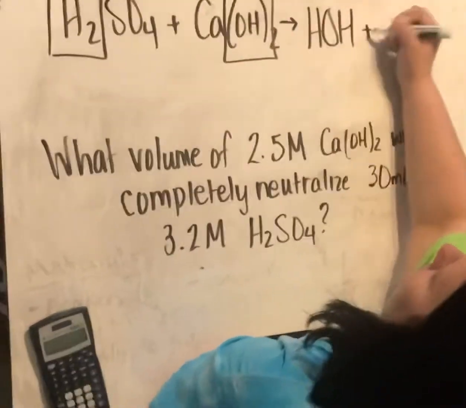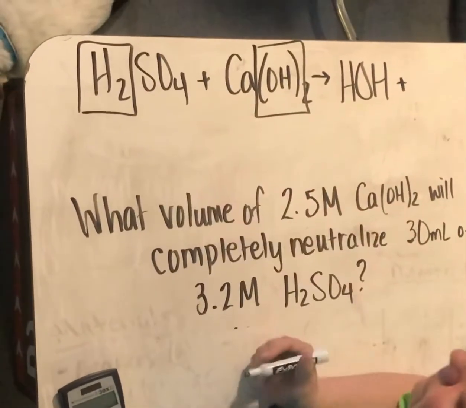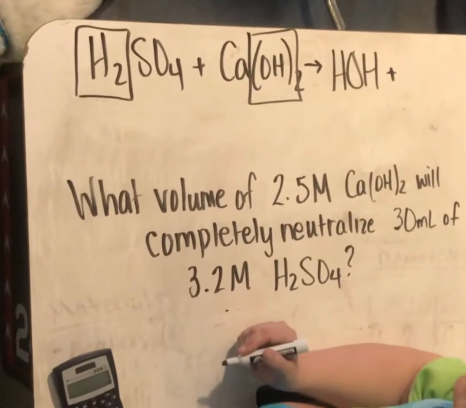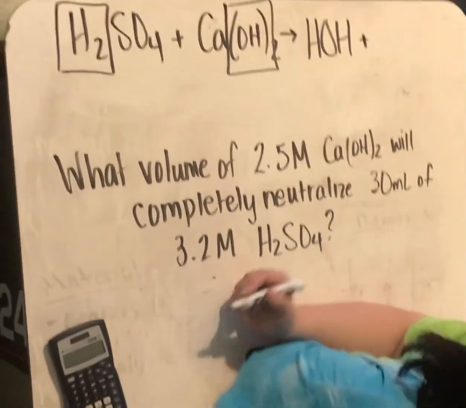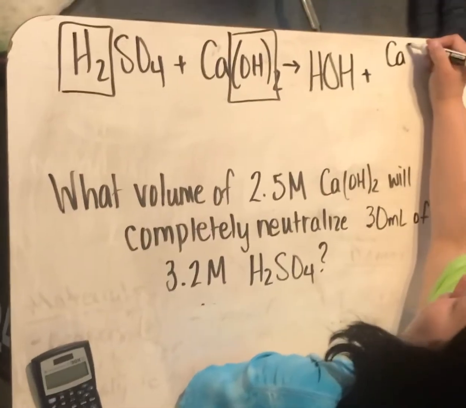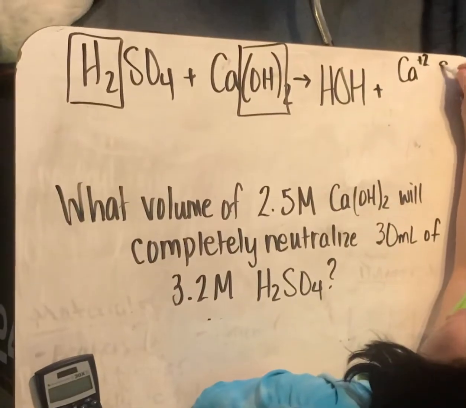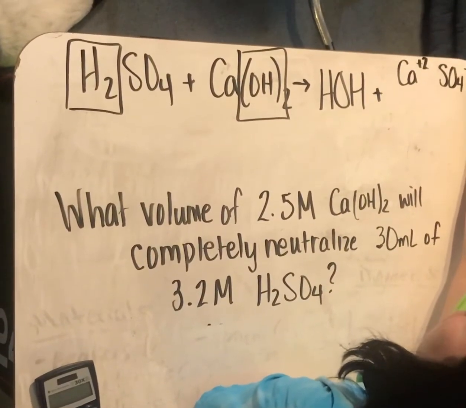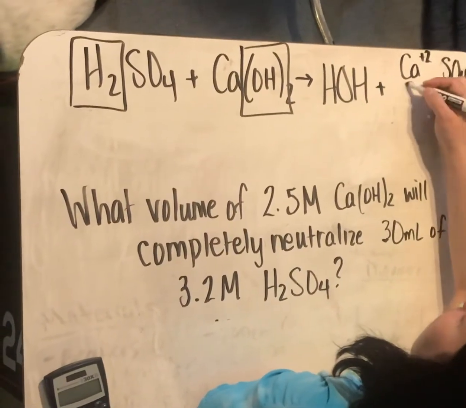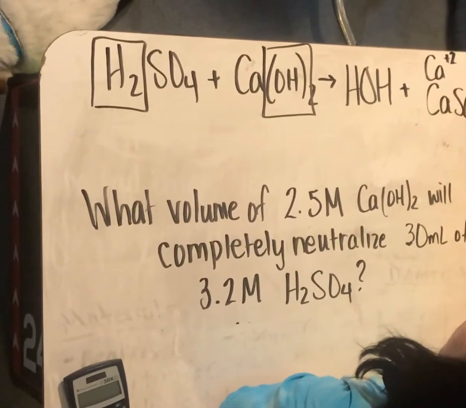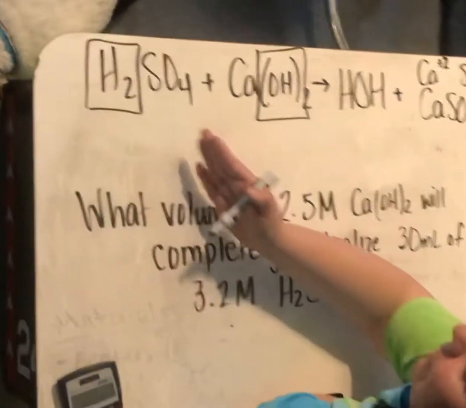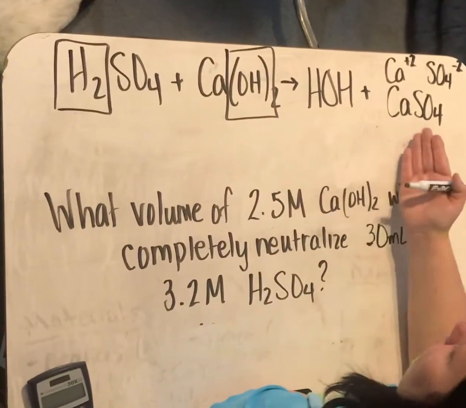The other part that comes together is the calcium and the sulfate. Remember that when we put formulas together, the metal must come first in the formula. So Ca is the metal. You would look him up on the periodic table. He's a +2. SO4 is a -2 from table E. So when they come together, it's CaSO4. That's calcium sulfate. So you do have your acid plus base gives you water plus your salt.